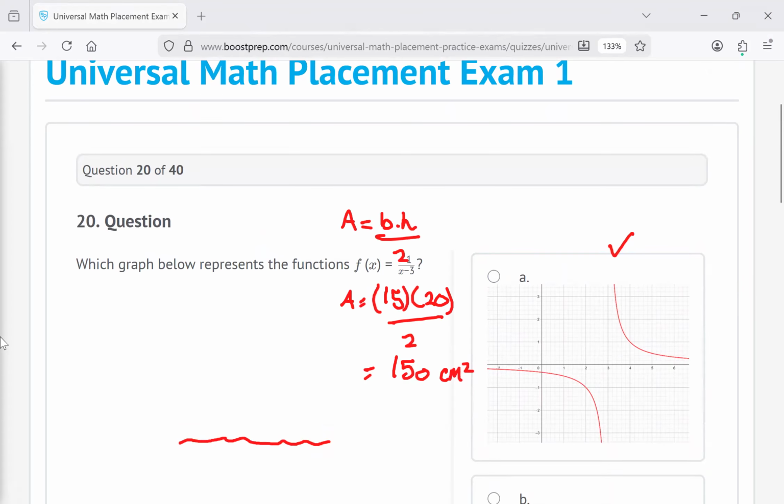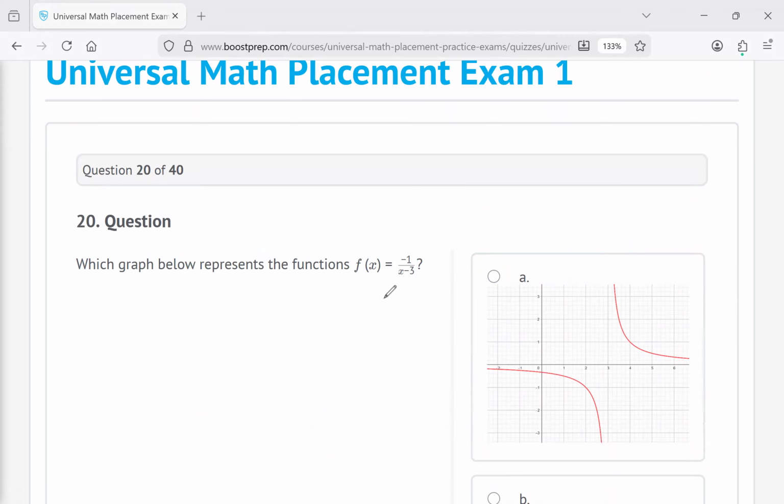Okay, question 20. Which graph below represents the function f of x equals -1 over x plus 3? So we're graphing a rational function. And why do I know it's rational? Because it's in fraction form, in the form of p of x over q of x. So what you need to know is it's a rational function because it's a fraction. And you need a few things. You need the vertical asymptote.